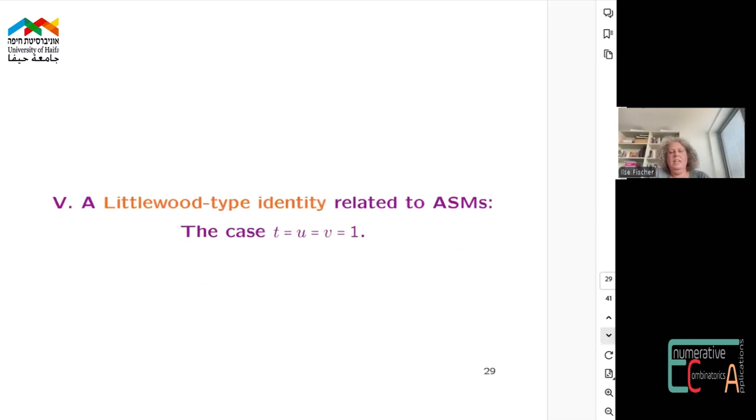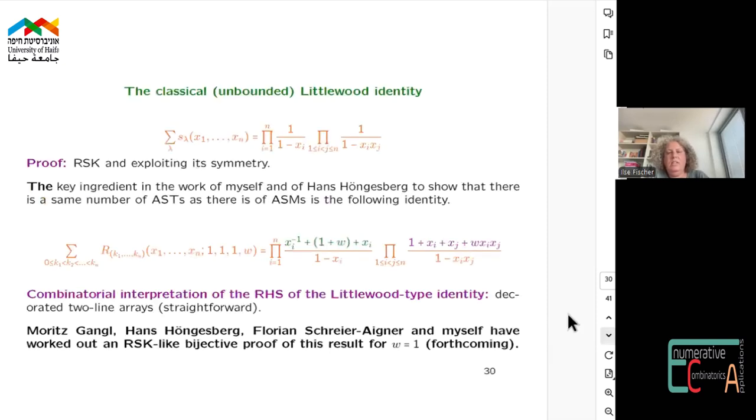Okay, so finally, I come to these Littlewood identities that I've indicated in the title of my talk. First I consider the case that t, u, and v are equal to 1. Here, I indicate once again the classical Littlewood identity, which says that if you sum the Schur functions over all partitions, you get this simple product here. And that formula has a very nice bijective proof. It uses the Robinson-Schensted-Knuth correspondence, and it also uses its symmetry.